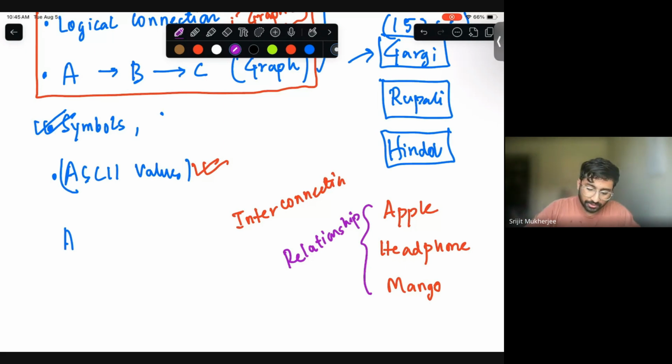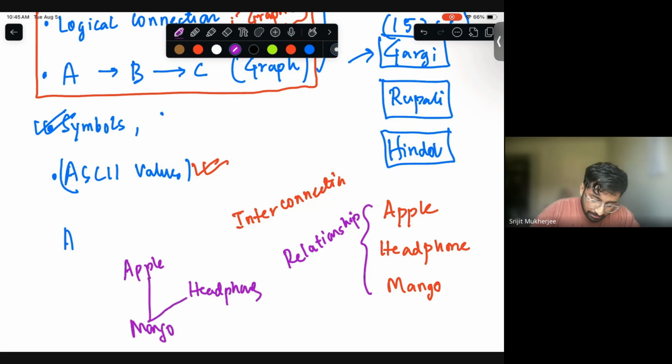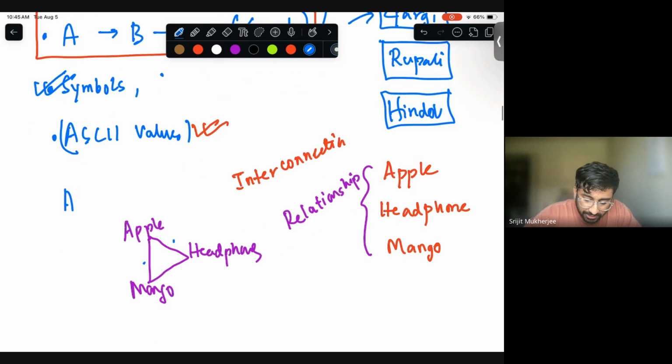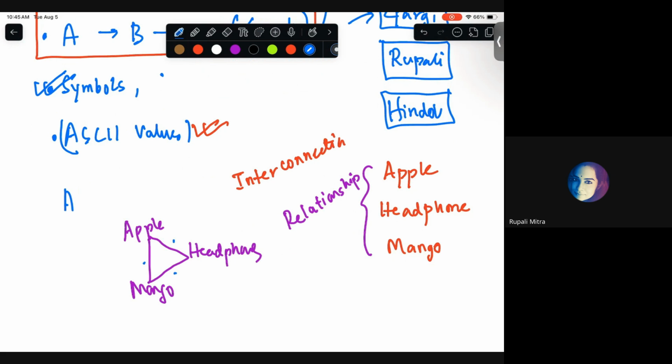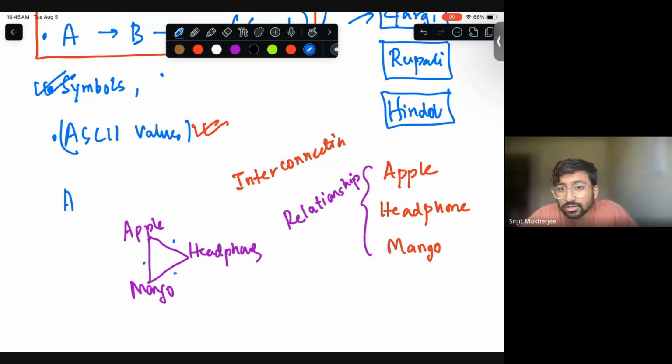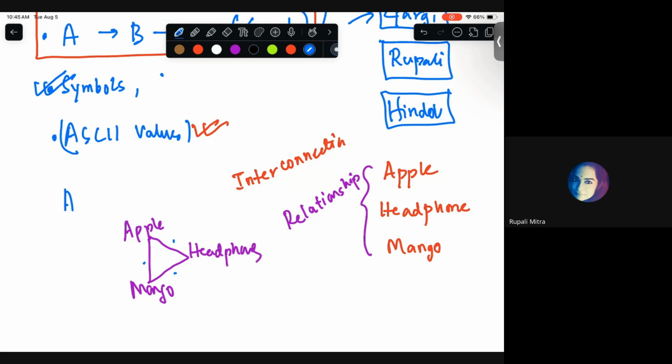So let's say you have these three, apple, headphone, and mango. Let's say you build a connection between them, like a triangle. Now, can you see that any of these connections is stronger in some way? Yes, the apple headphone and apple mango is stronger than mango headphone. So which one is stronger? Apple headphone and apple mango.